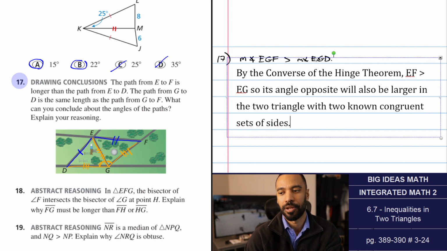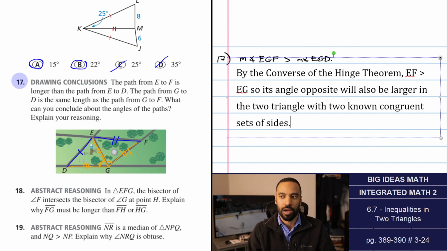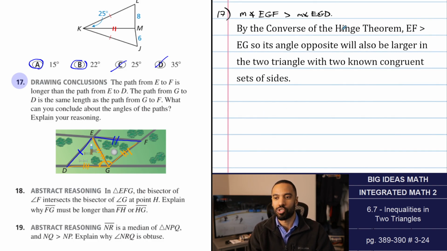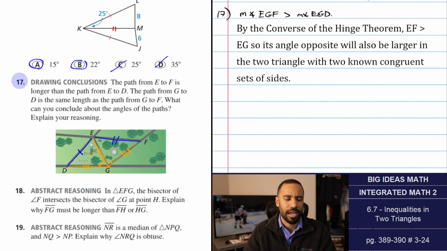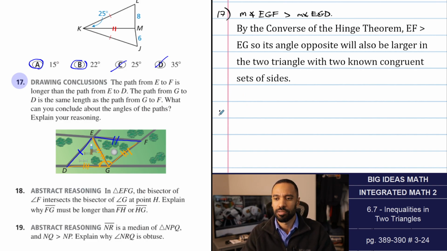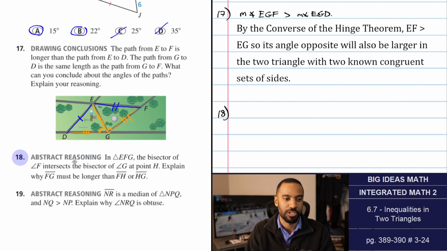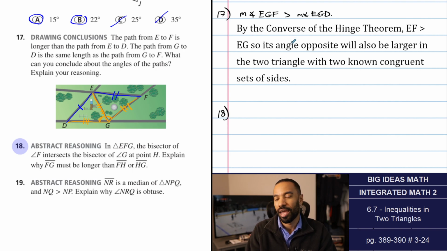It's kind of like, I don't know how often you've gotten to use the Pythagorean theorem so far, but I don't say, by the Pythagorean theorem, the right triangle's legs and the hypotenuse, and when I square the sides of the things, and here's the proof of the theorem. I don't think I have to say all that every time. It's not meant for you to write all that. It's meant for me to teach you why the converse of the Hinge theorem is acceptable as a reason, or what it's saying. All right, number 18, abstract reasoning.